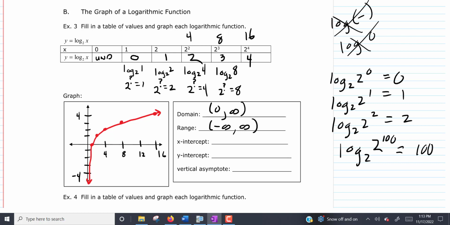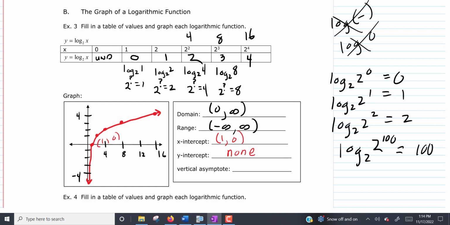Do you have an x-intercept? Did we cross the x-axis? Yeah, where did we cross? (1, 0). Okay, so the x-intercept is (1, 0). That's going to show up a lot on here. Did the graph ever cross the y-axis? No, so we do not have a y-intercept.